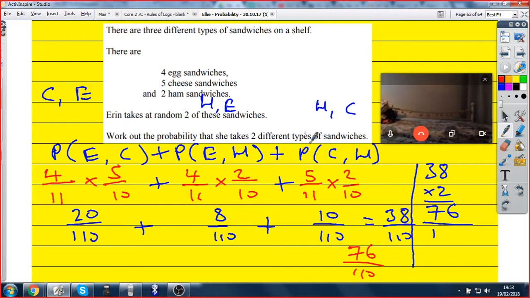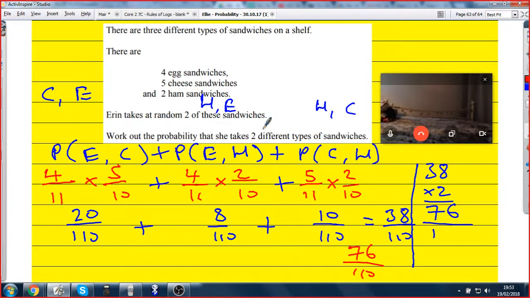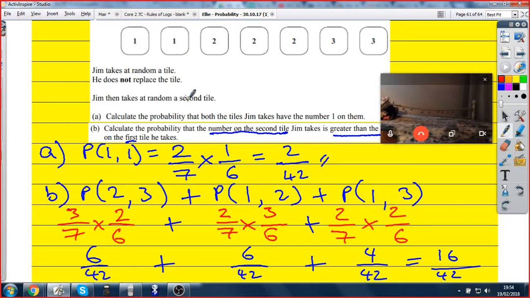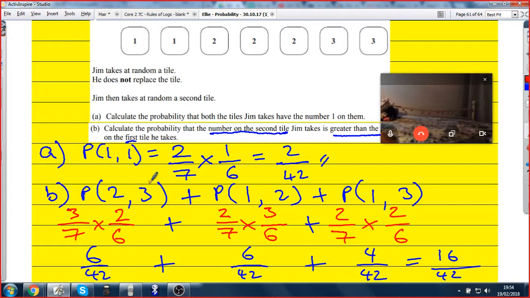So basically, if this was what's the probability that she takes two of the same type of sandwich, you would have gotten full marks because that's what you did. Well, you did all of that. The trick with the different ones is that you double it at the end because it can be doubled. This one here, we didn't double it at the end because a 2 then a 3 is not the same as a 3 then a 2 on this one because the second one had to be bigger.